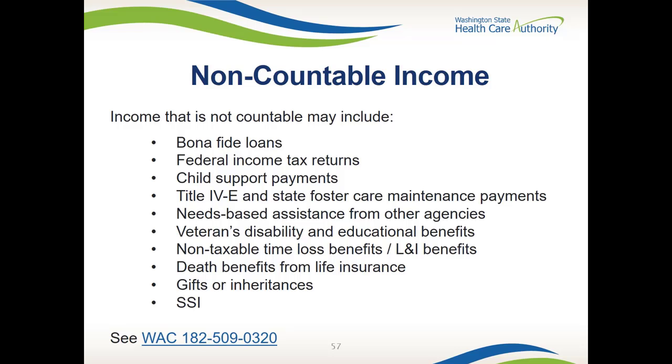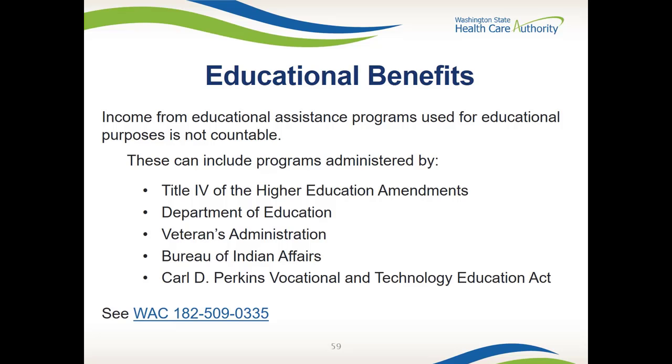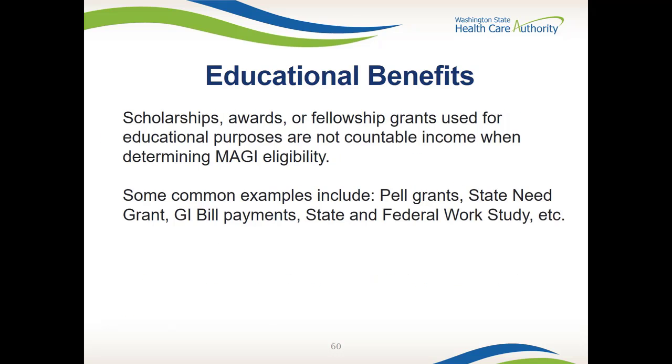Non-countable income. Non-countable income is not asked for or collected in Washington Health Plan Finder during the application process. Some examples may include veterans' disability and educational benefits, non-taxable time loss benefits or L&I benefits, child support payments, gifts or inheritances, or SSI. Educational income. Income from educational assistance programs used for educational purposes is not countable. Educational benefits such as scholarships, awards, or fellowship grants used for educational purposes are not countable income when determining MAGI eligibility.